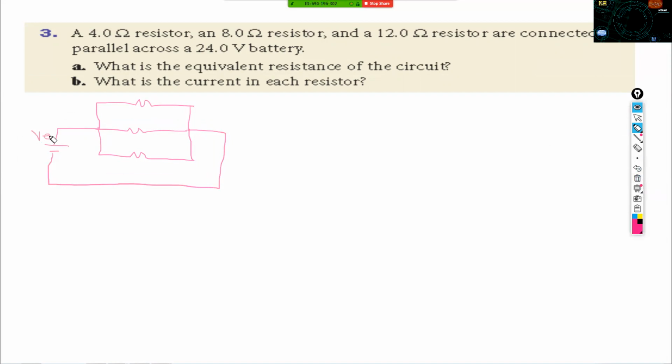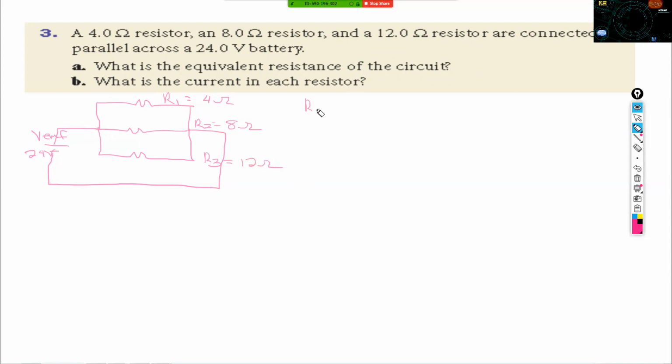So I have an EMF here of a 24 volt source. We'll call this R1. Middle one is R2. Bottom one is R3. Again, that's just to keep them straight. R1, and again, it doesn't matter either, but we'll just go in order here: 4 ohms, 8 ohms, and 12 ohms.